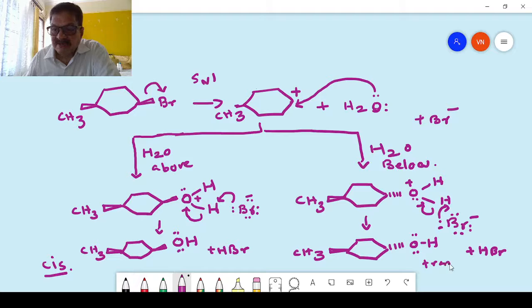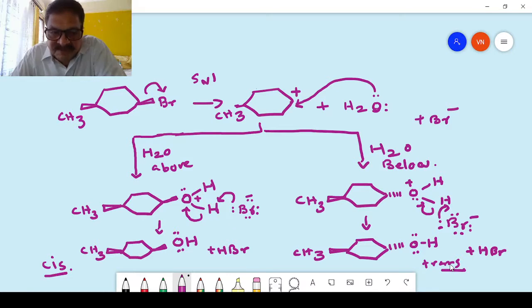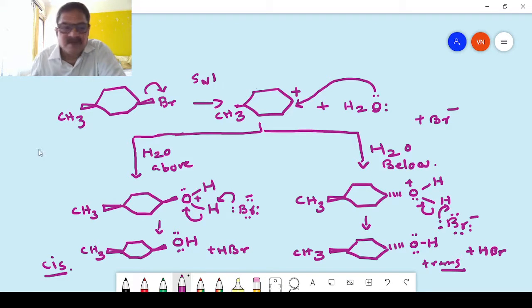So what is the relationship here? Two products are formed here. First, in the case of the SN2 mechanism, we have seen an inversion of configuration there. But here in the case of the SN1 mechanism, we are getting two products, one cis isomer and another a trans isomer. Two products are formed here. They are diastereomers of each other. The cis and trans isomers, the two products formed, are diastereomers.